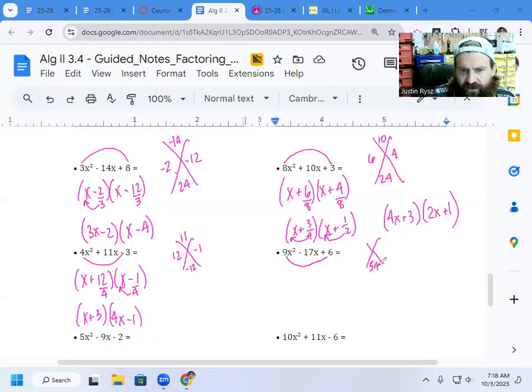Keep this going. 9 times 6 is 54, adds together to get negative 17. Both are going to be negative here. All right, so 54: 1 and 54, 2 and 27, no. 3 and 18, no. 4, no, doesn't work. 5 doesn't work. 6 and 9, no. Is this another one that doesn't work out? No, let me pause the video. Or did I forget something?